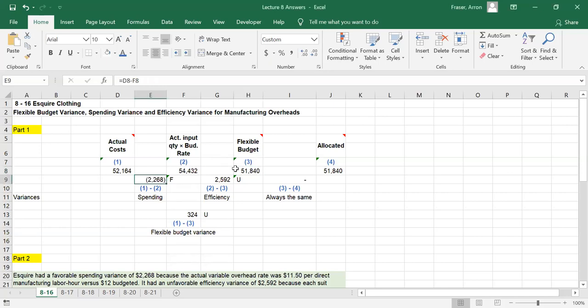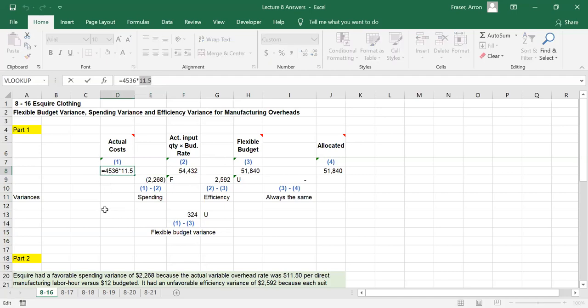So when we come to compute the variances now, the spending variance is the difference between actual cost and this second cost here, which is the actual input times the budgeted rate. That is the spending variance. What I worked back for you was the rate per hour that they actually charged. So I knew that the actual cost was $52,164, and all I had to do to get this rate of $11.50 was to divide it by the actual input hours that we used, which was 4,536.